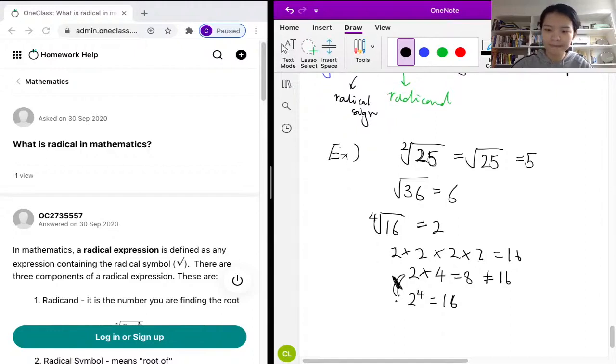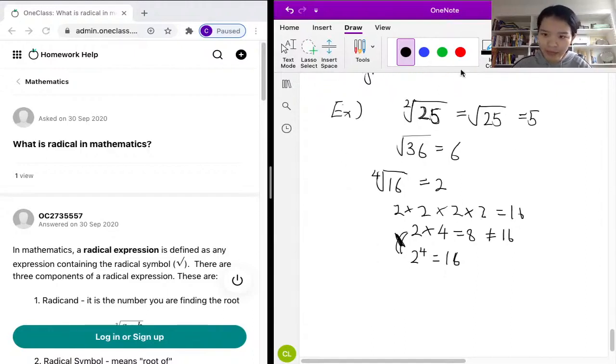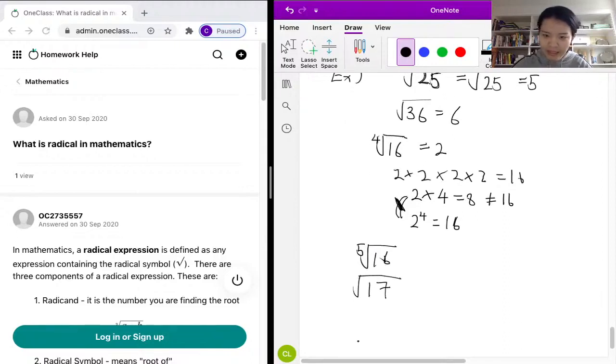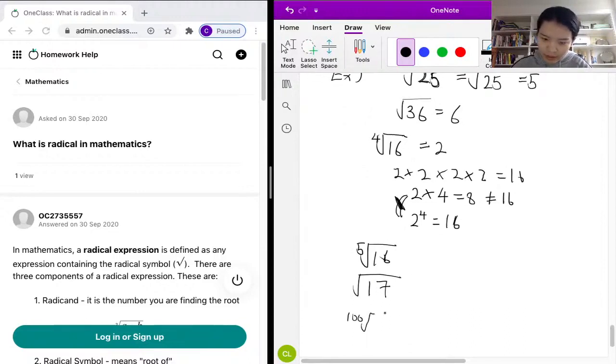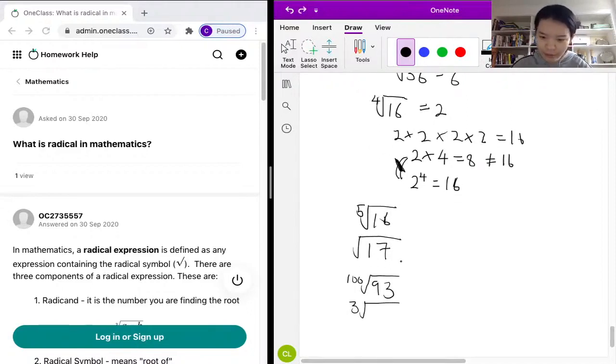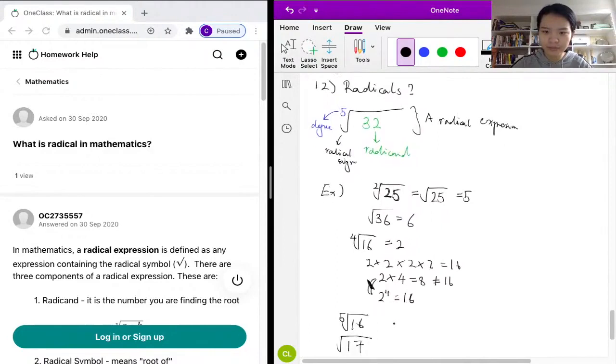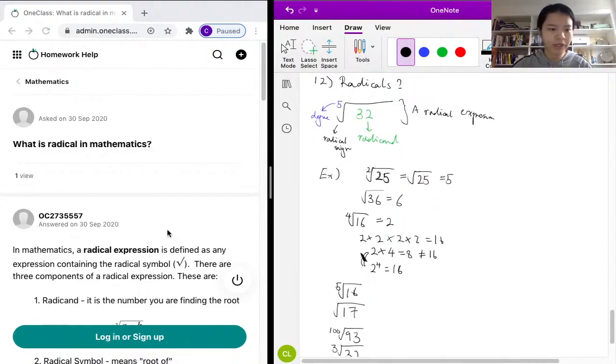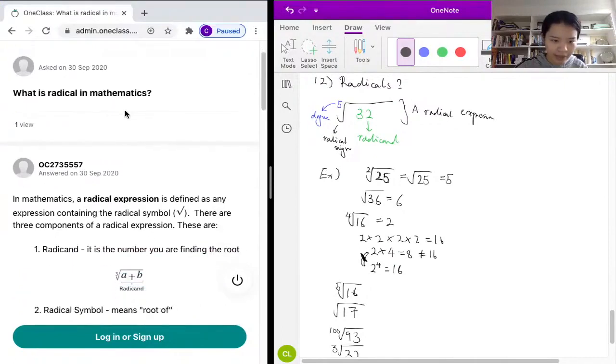So some other examples of radicals include the fifth root of 16, the square root of 17, the 100th root of 93, or the cube root of 16, or another number, the cube root of 32, and so on and so forth. They're all radicals. So this is what we're going to talk about with radicals, and let's look at the sample solution.